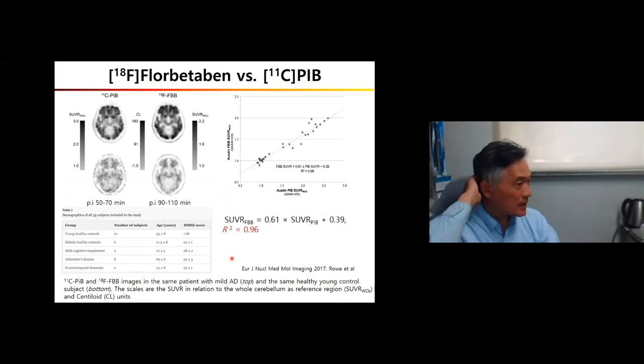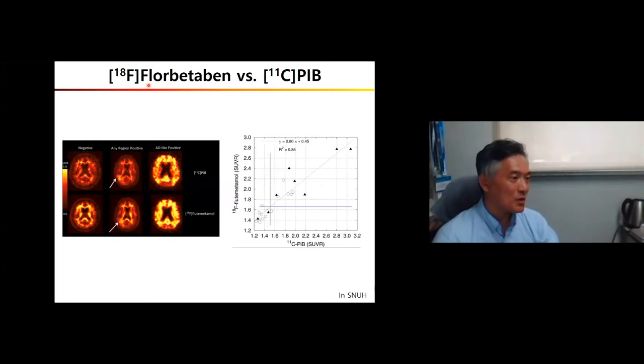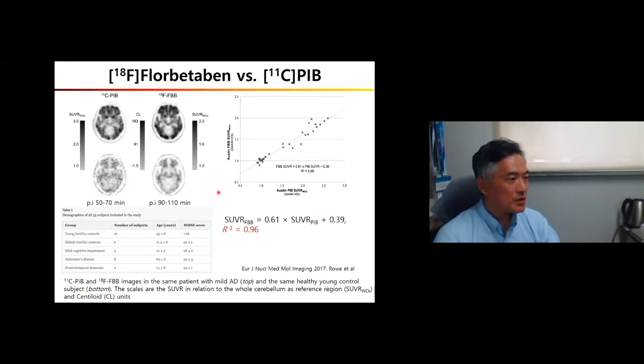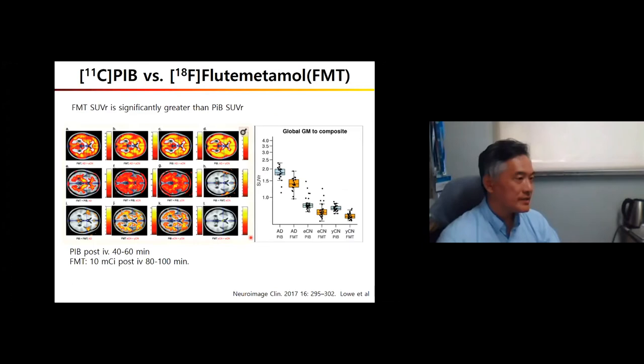And yeah, this is the flutemetamol, not the fluorobetaben. Flutemetamol can show almost the same distribution as the C11 PIB. And the fluorobetaben and C11 have a high correlation, with the R square value of 0.96. And as already mentioned, the flutemetamol shows almost the same distribution as the C11 PIB.